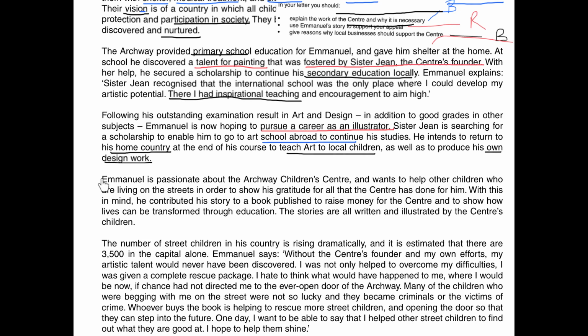In the next paragraph, Emmanuel is passionate about the Academy Children's Centre and he wants to help other children who are living on the streets in order to show his gratitude for all that the centre has done for him. With this in mind, he contributed his story to a book published to raise money for the centre and to show how lives can be transformed through education. The stories are all written and illustrated by the centre's children.